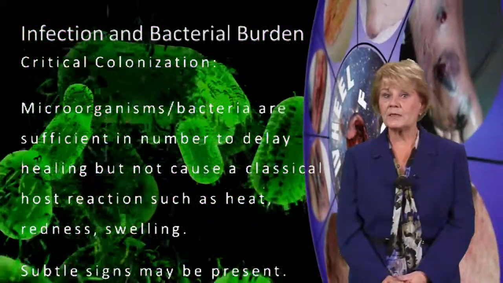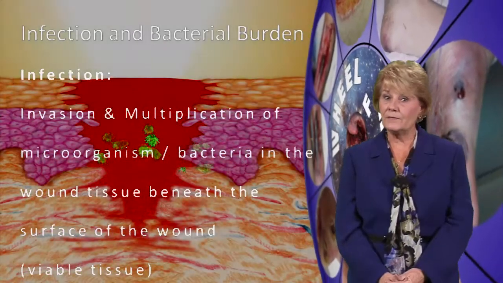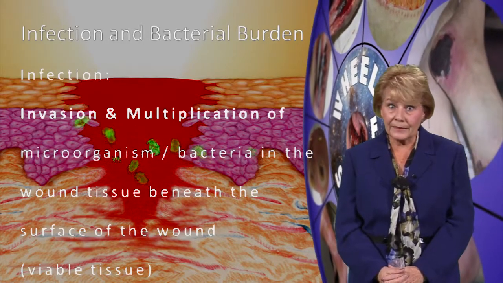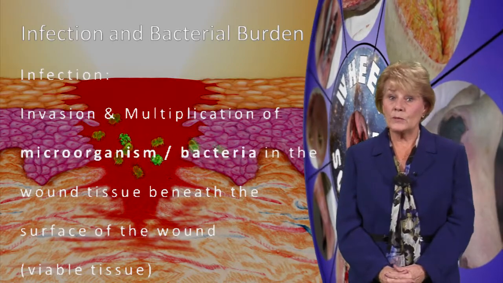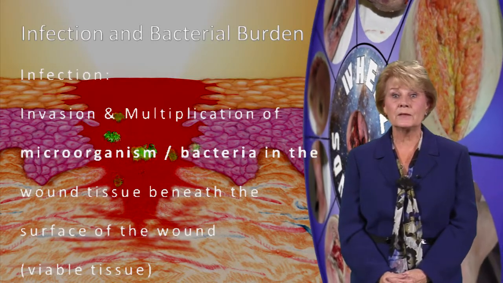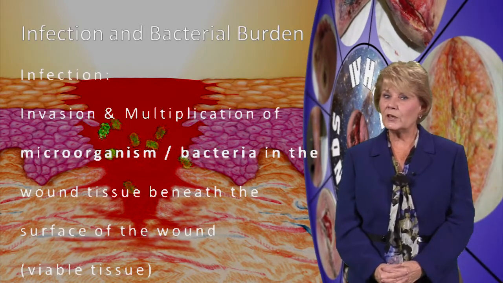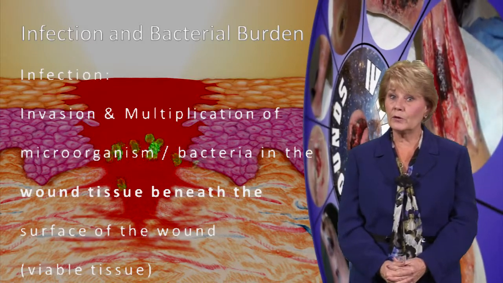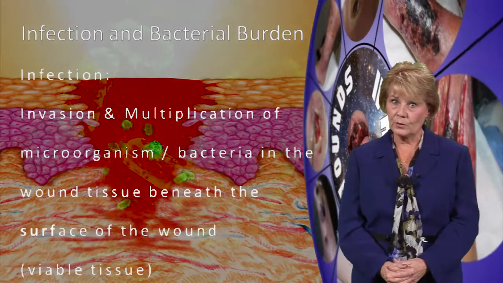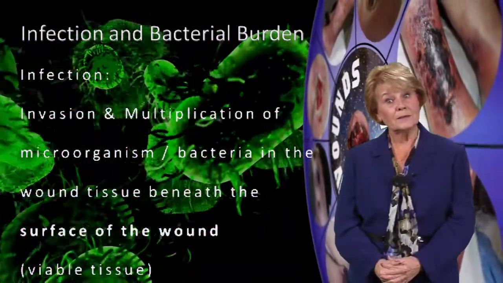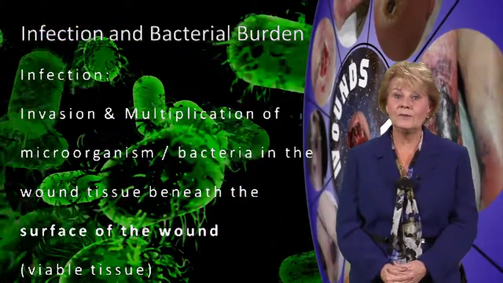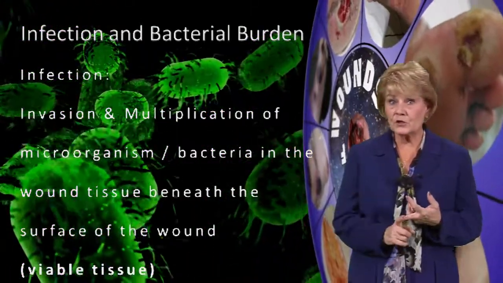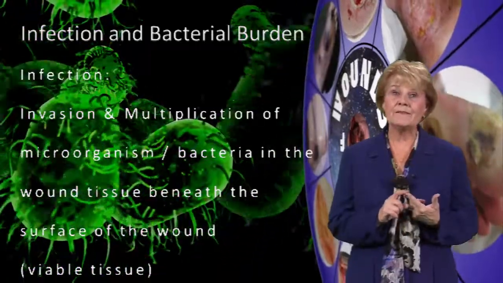Systemic wound infection is a serious concern and is defined as the invasion and multiplication of microorganisms in wound tissue beneath the surface of the wound, resulting in pathophysiological effects or tissue injury. Of particular importance in this definition is the fact that invasion and multiplication of microorganisms occur in wound tissue. Thus, for an infection to be present, the microorganisms must be present in viable tissue, not on the surface of the wound, not in the necrotic tissue or the slough tissue, but under the wound surface in viable tissue.